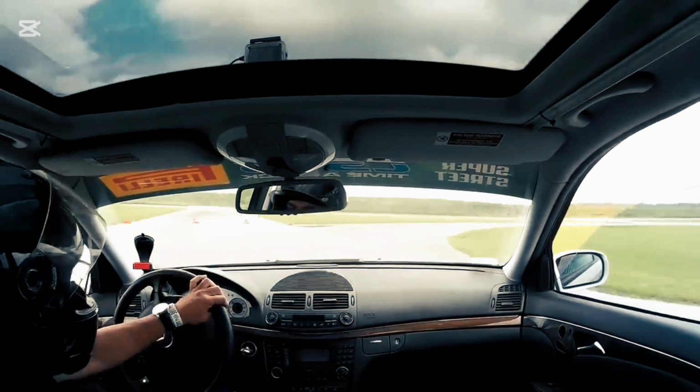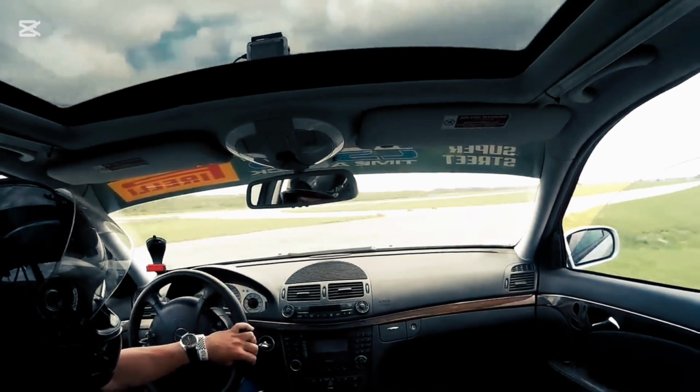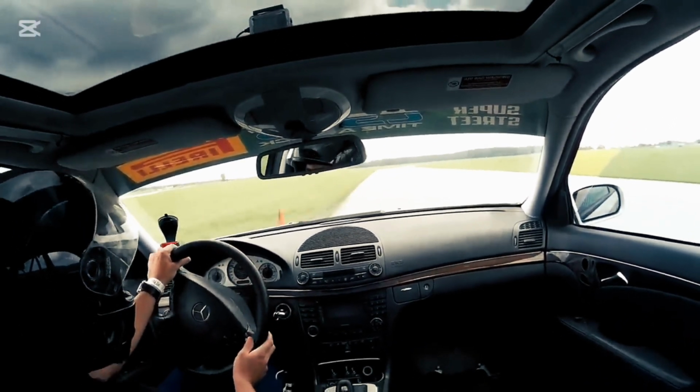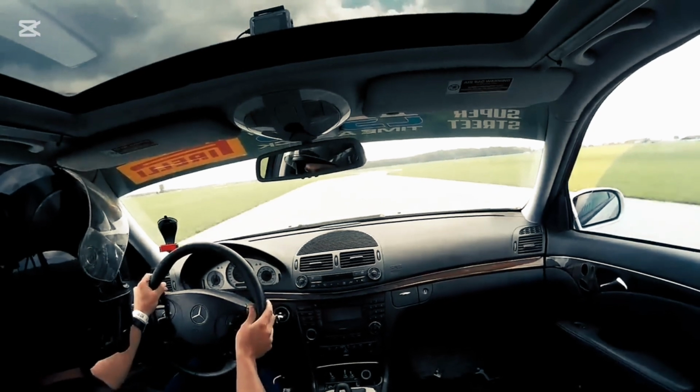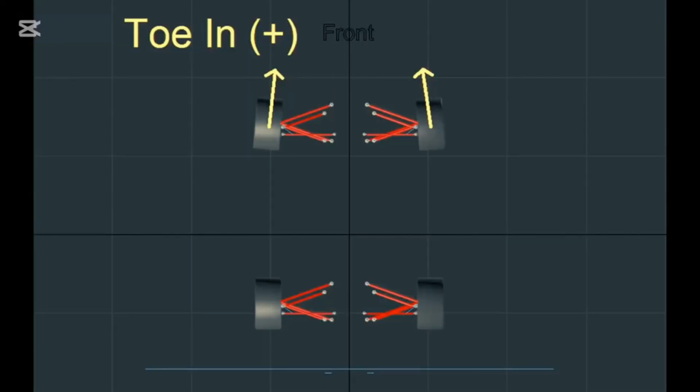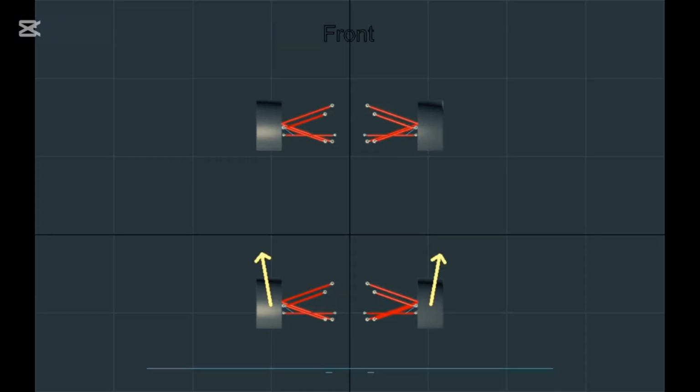The reason why toe angles are so important is because certain toe angles can make your car more stable to drive, but other toe angles can pretty much make your car impossible to drive even in a straight line. Generally a slight bit of toe in can make your car more stable to drive, but toe out, especially toe out at the rear, will pretty much make your car impossible to drive.